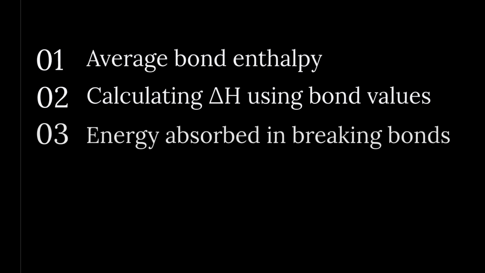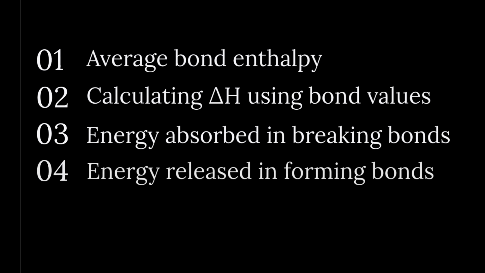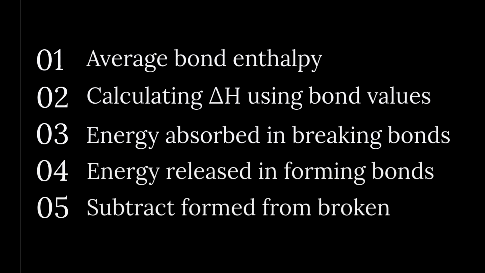Average bond enthalpy values help calculate delta H. Breaking bonds absorbs energy. Forming bonds releases energy. The formula involves subtracting the sum of bond enthalpies of bonds formed from those broken. Results are approximate due to average values. Accurate bond counting is crucial.